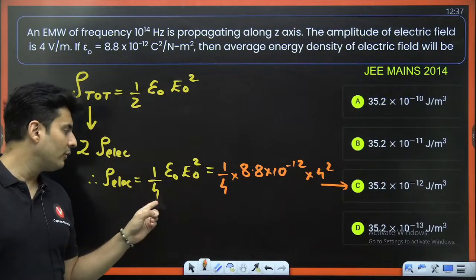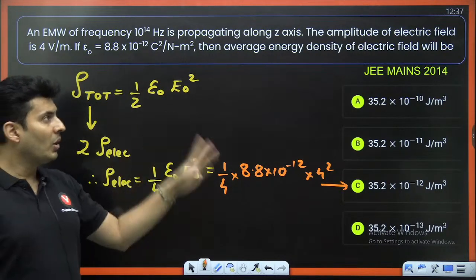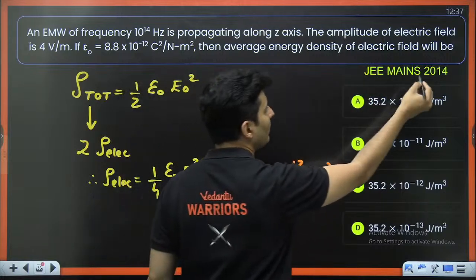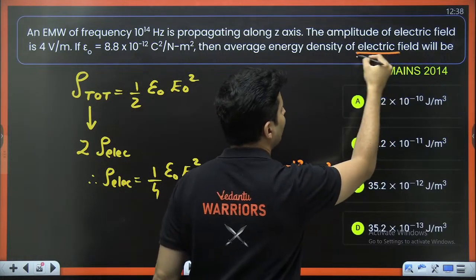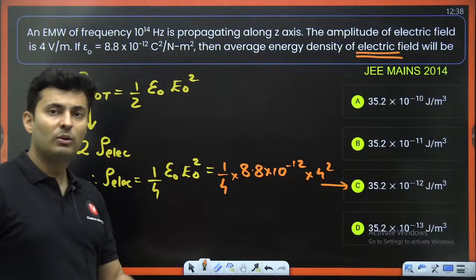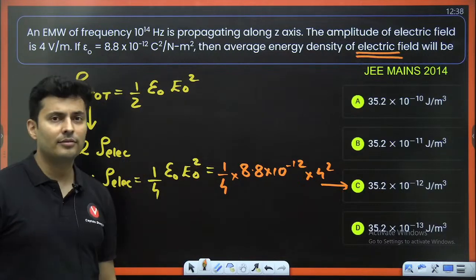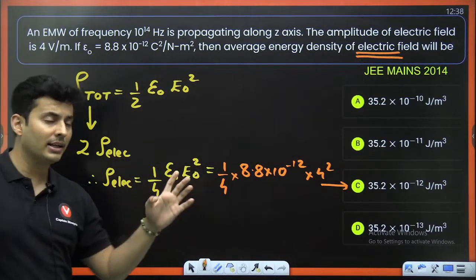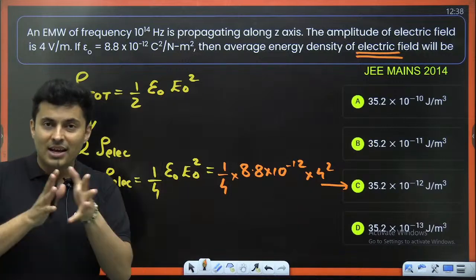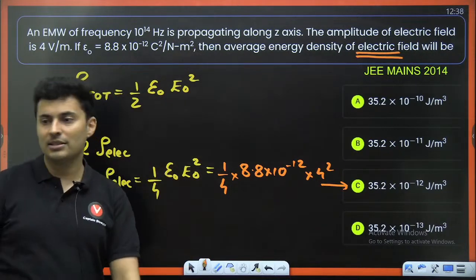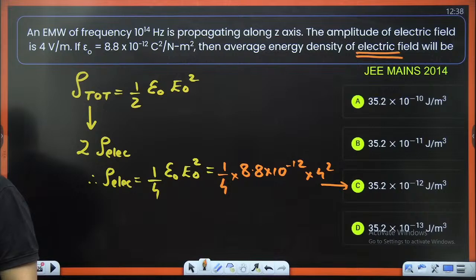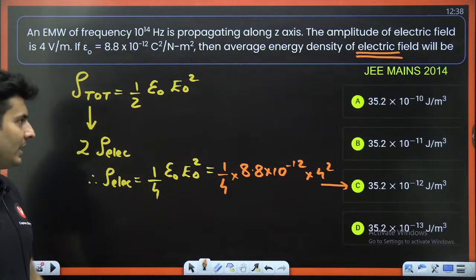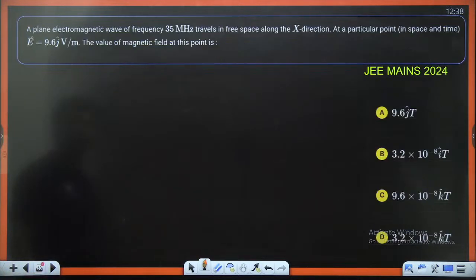Many people forgot the 4 here. They wrote 2 because they did not read the question carefully in 2014. They forgot this word electric. If it was total, then you would use half. If it is either magnetic or electric, then you have to use 1 by 4, because half the energy is electric, half the energy is magnetic. Right? Everybody with me? Cool.